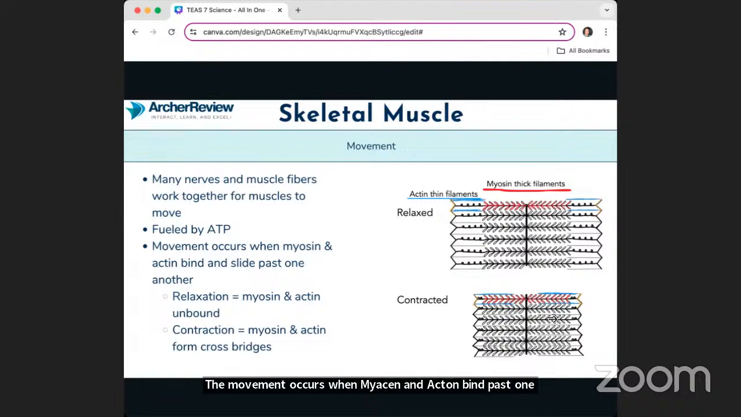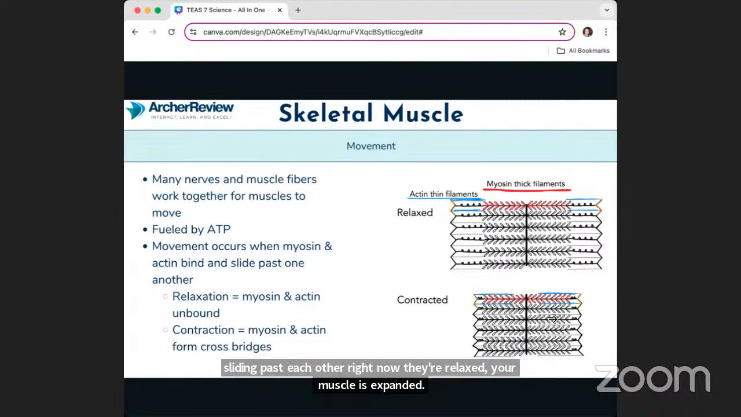We've got a relaxed phase up top. The muscle is relaxed. Notice where actin and myosin are in relation to each other. The actin's on the far side and the myosin's still down the middle, but they're not overlapped. They're not sliding past each other right now. They're relaxed. Your muscle is expanded.